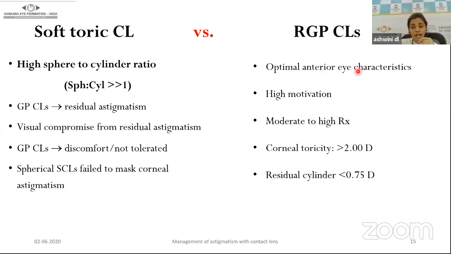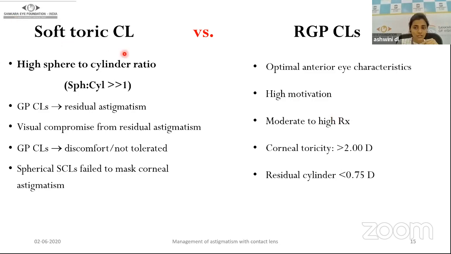When the anterior eye characteristics are mechanically and physiologically healthy, then we can prescribe RGP contact lenses. And when the patient is highly motivated to move from soft to RGP, only then can we prescribe RGP. We can also prescribe RGP when there is a moderate to high prescription, especially corneal toricity of more than 2 to 3 diopters. And when fitting RGP, if the residual astigmatism is coming less than 0.75, we can prescribe RGP contact lenses.